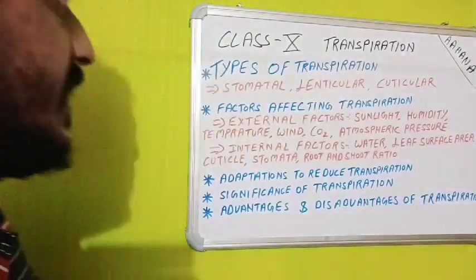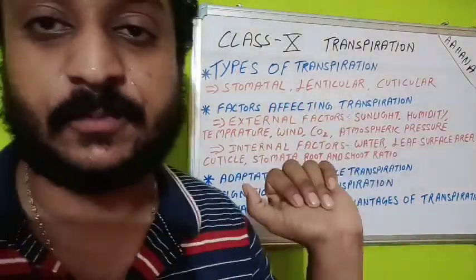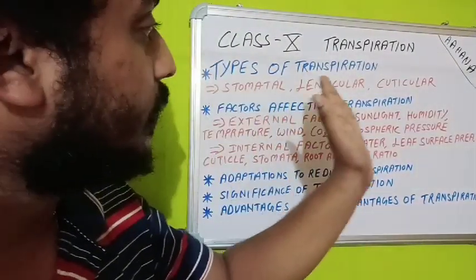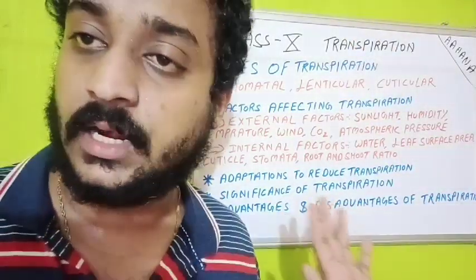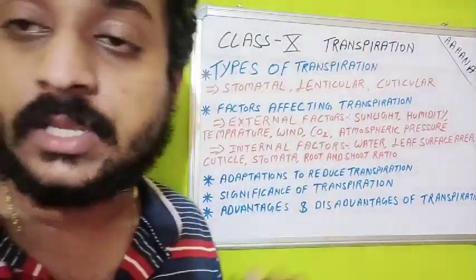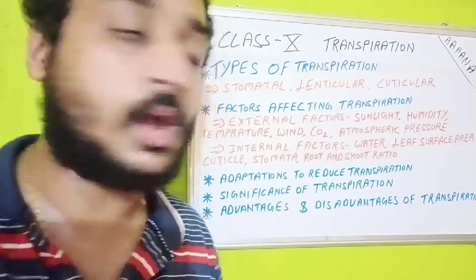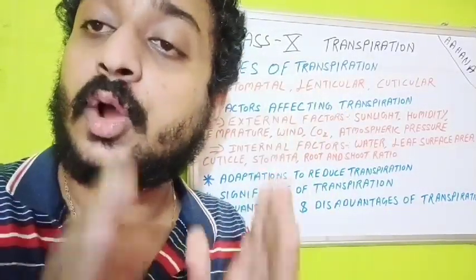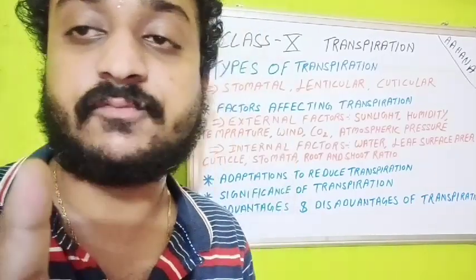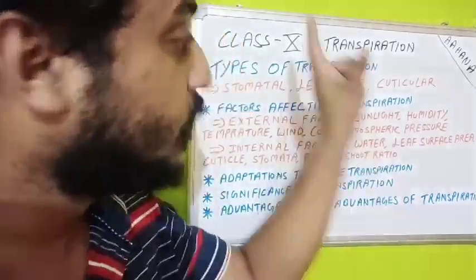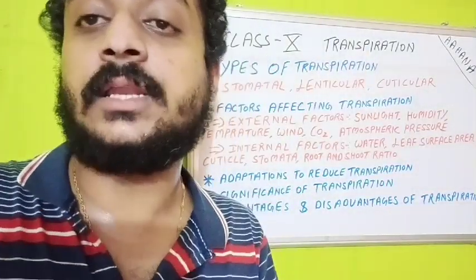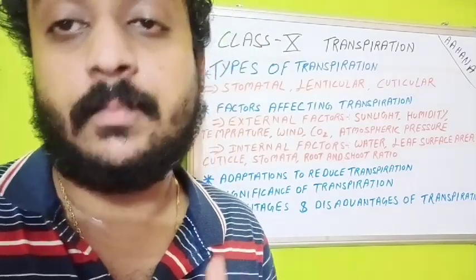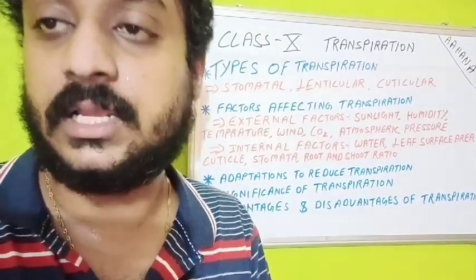Now, next is factors affecting transpiration. So I hope stomatal, lenticular and cuticular transpiration is clear. Stomata are the pores present in the leaves through which transpiration occurs. Lenticles are the breakages in the bark or the stem of the woody trees where transpiration occurs. Cuticle is the layer present on the leaves. If thin, more transpiration; if thick, less transpiration.